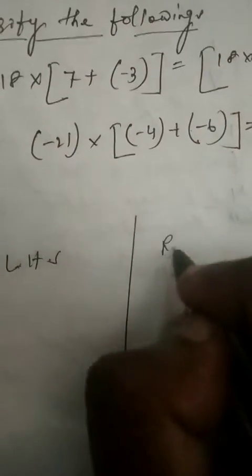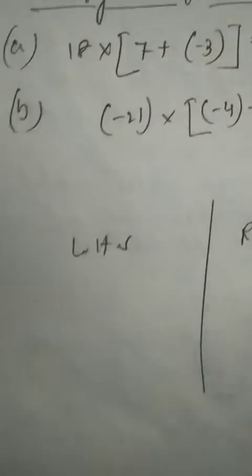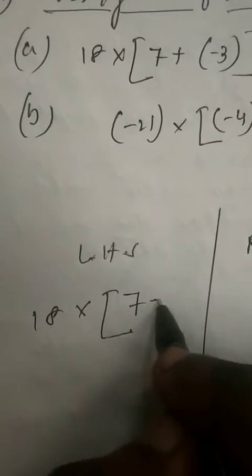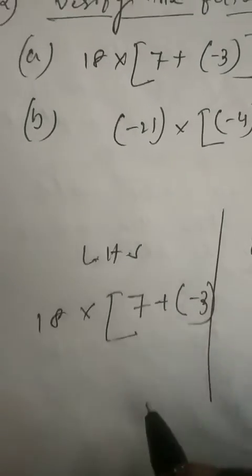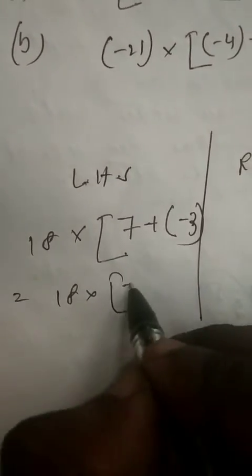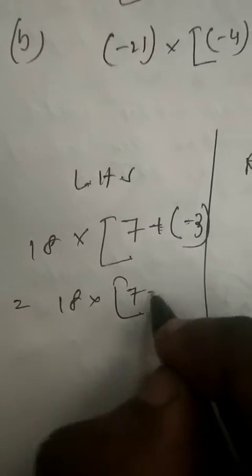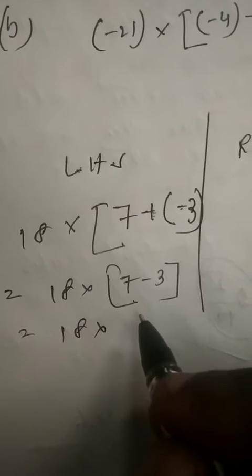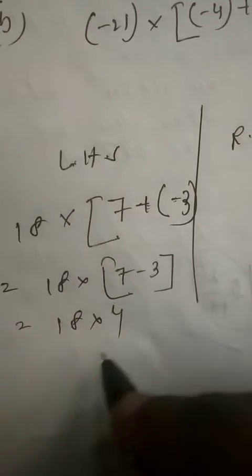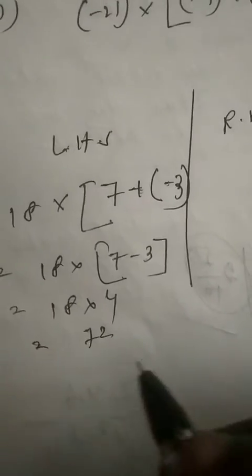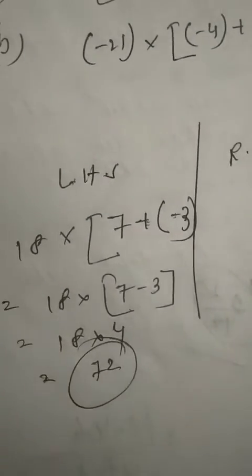LHS and RHS. In LHS, the expression is 18 into in bracket 7 plus minus 3. So let's check. 7 minus 3 is 4. 4 18s are 72. My left hand side value is 72.